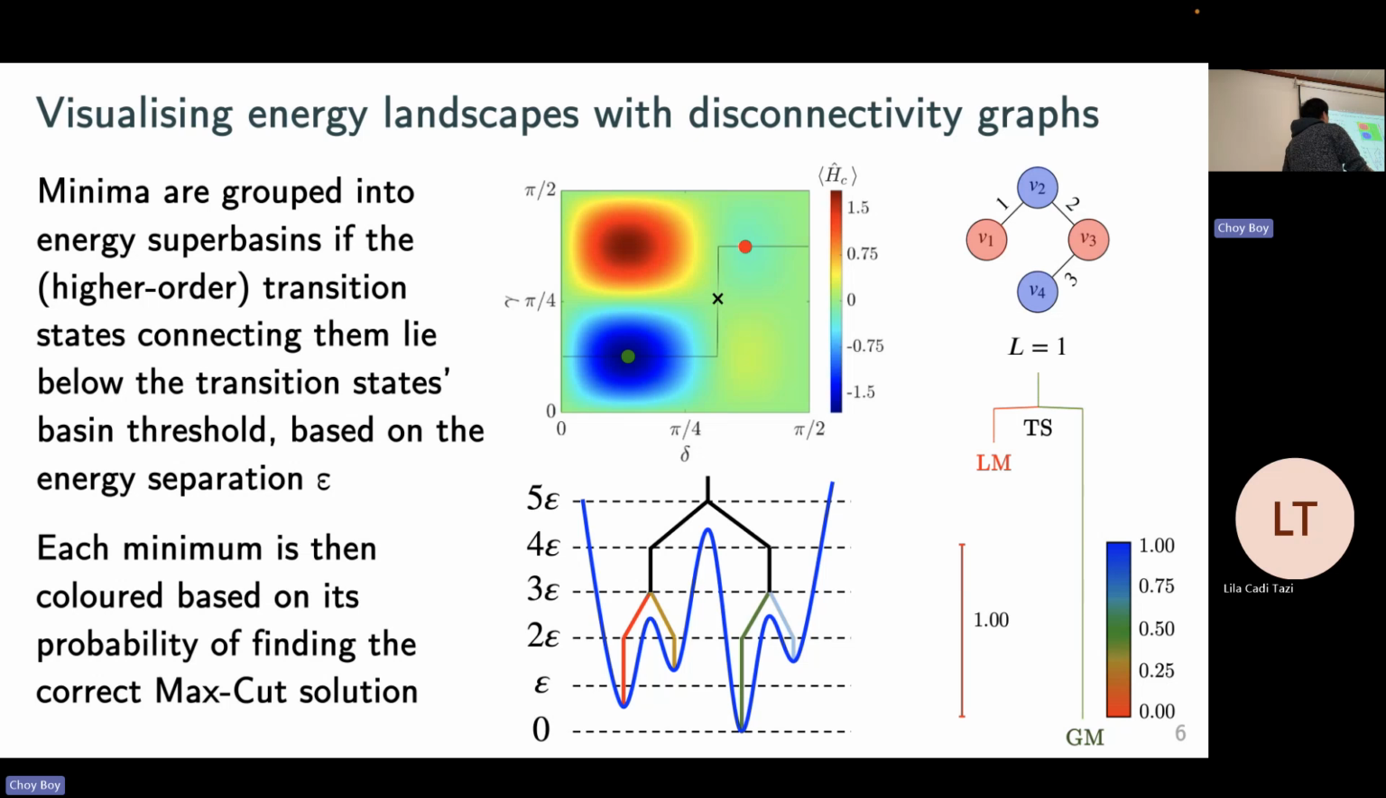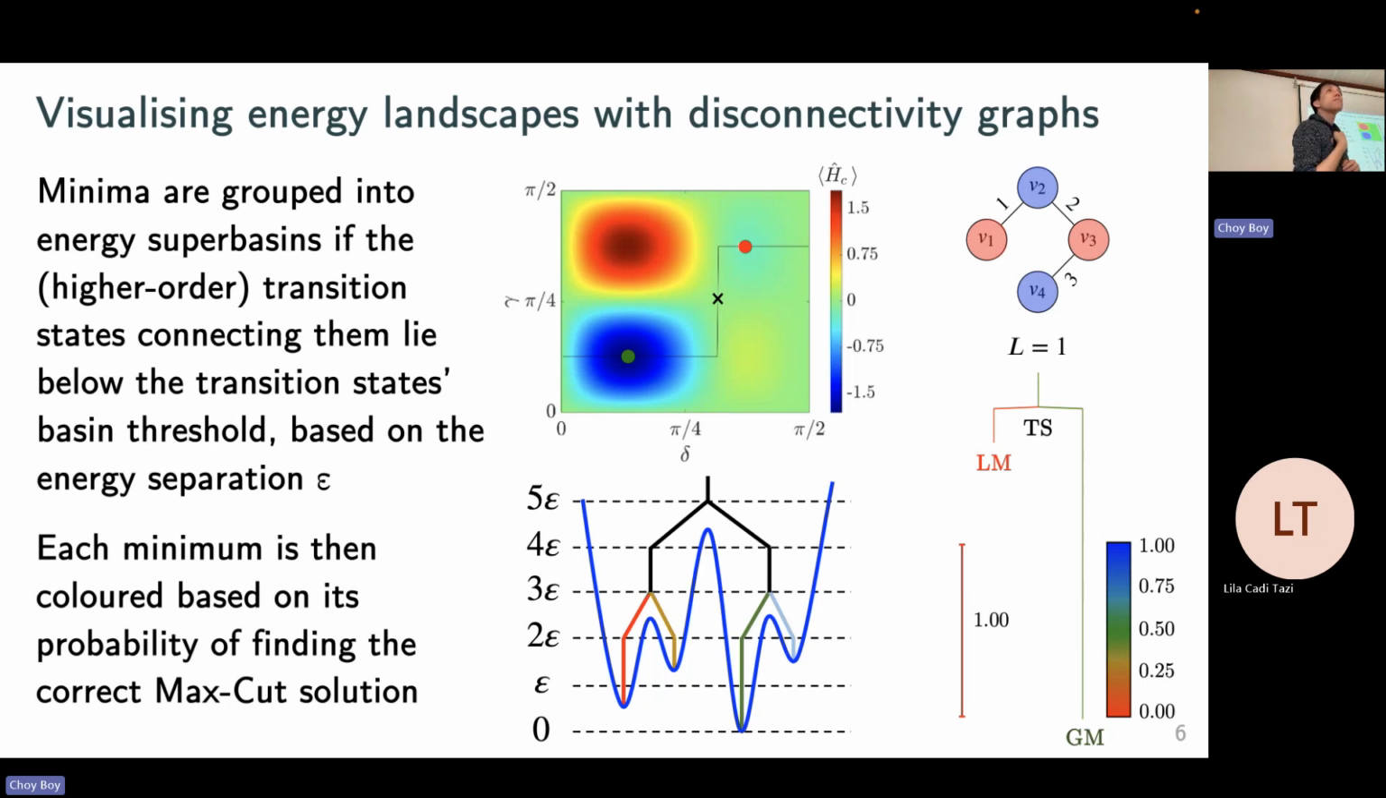And from this super basin, we will connect it with this other super basin over here by this energy gap. So this is how we represent this connectivity graph for this energy landscape.